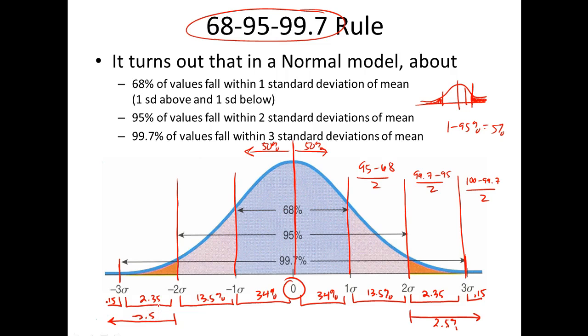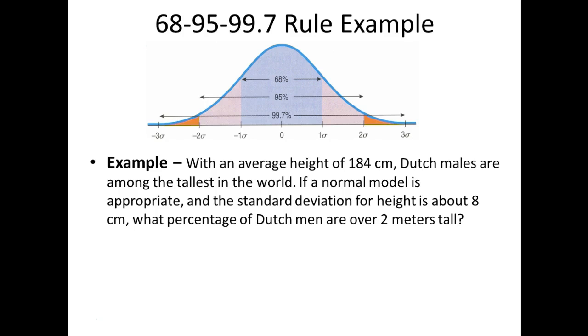So now let's go ahead and apply these rules or these ideas to a practice question. So here's your example. With an average height of 184 centimeters, Dutch males are among the tallest in the world. That must be some statistic that someone has gathered. If a normal model exists and the standard deviation for their height is 8 centimeters, what percent of Dutch men are over 2 meters tall?